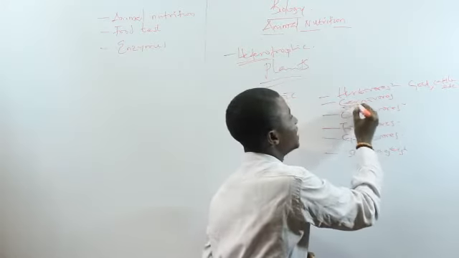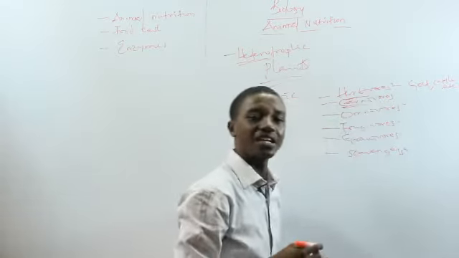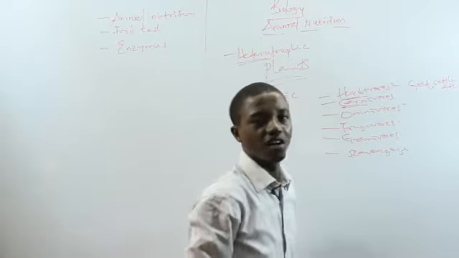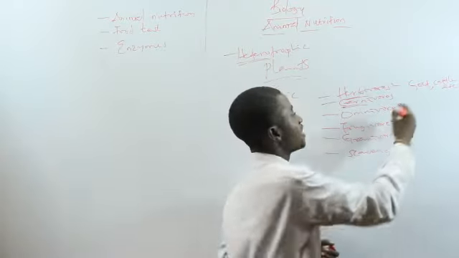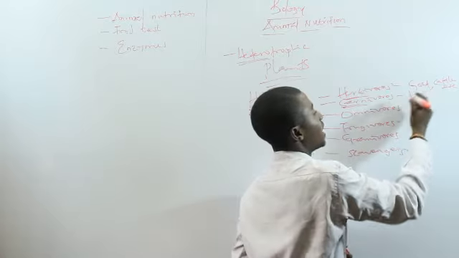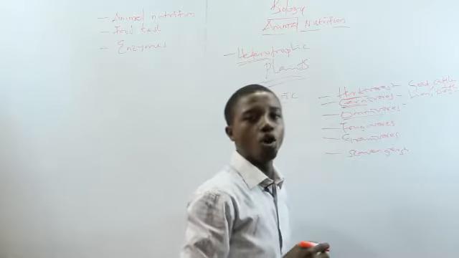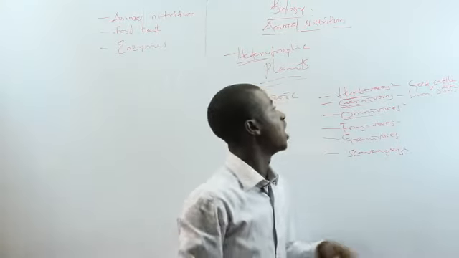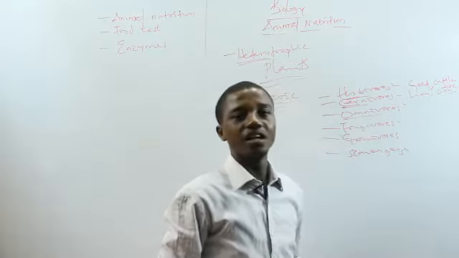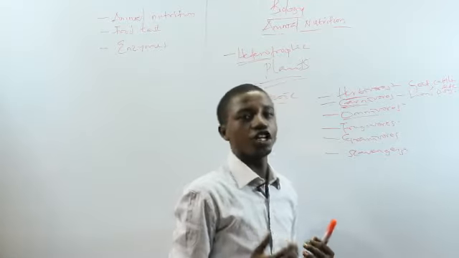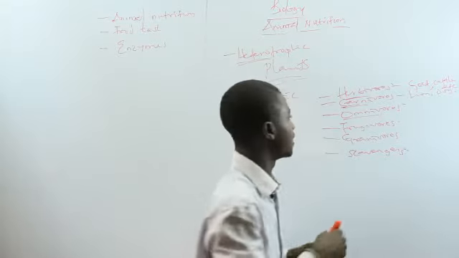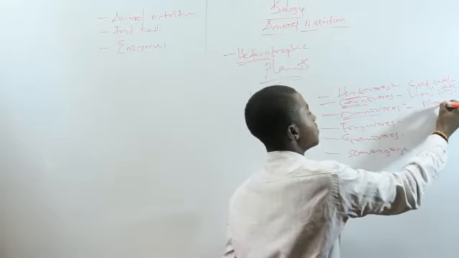Now, what are carnivores? Carnivores are flesh-eating organisms, organisms that feed on flesh. A very good example is the lion and your dog. Now, what are omnivores? Omnivores are organisms that feed on both plants and animals. They feed on both herbs and flesh. The example of omnivore is man.